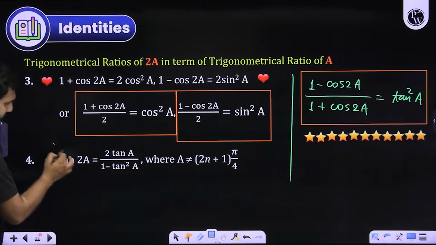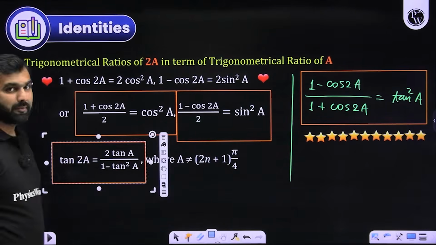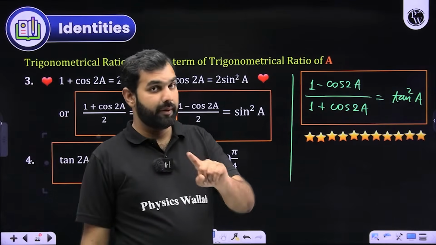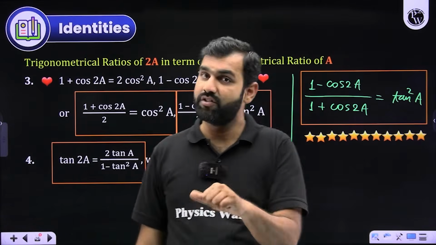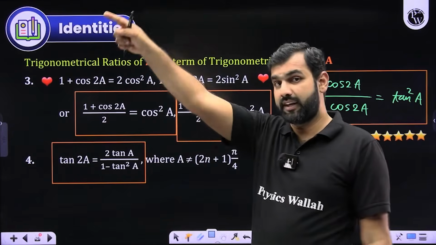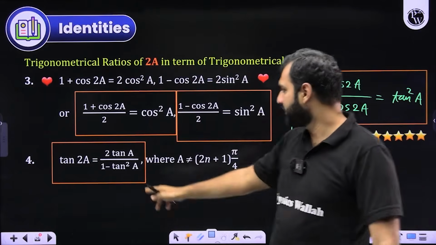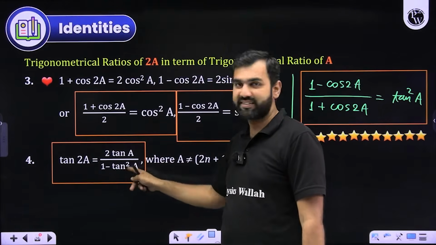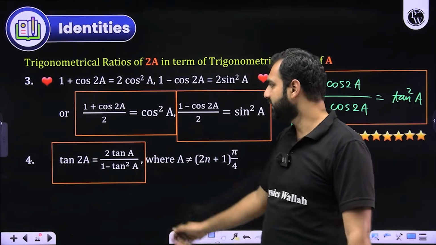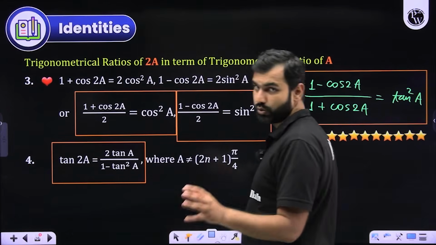Similarly, this is again a formula. What we know is tan a plus b. In that formula, if I replace b by a, it will be tan a plus a, which is tan 2a, which is tan a plus tan a upon 1 minus tan a tan a, which means tan a plus tan a will be 2 tan a, upon 1 minus tan square a. So this is how you write tan 2a. That is again a very crucial formula.